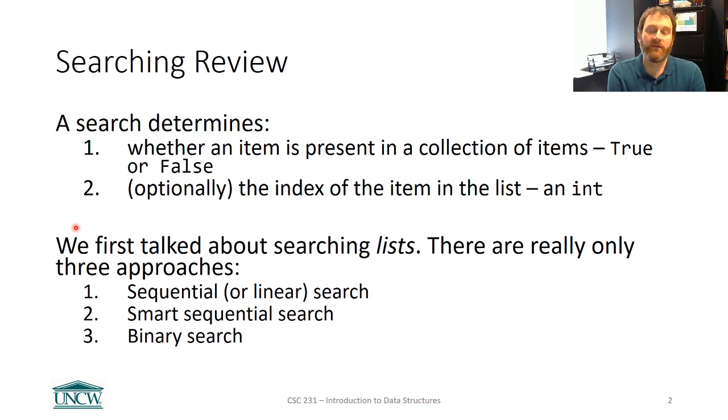And so before we were talking about, well, how do you search a list? And there's really only three ways to search a list. And that is one, the sequential search or the linear search, which is you start at the beginning and you just go item by item by item. And you say, is this it? Is this it? Is this it?